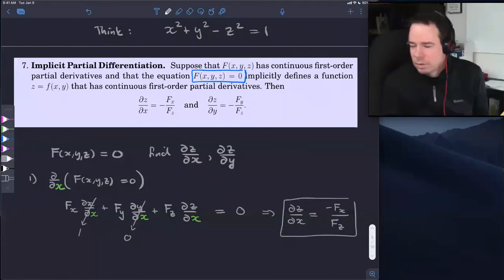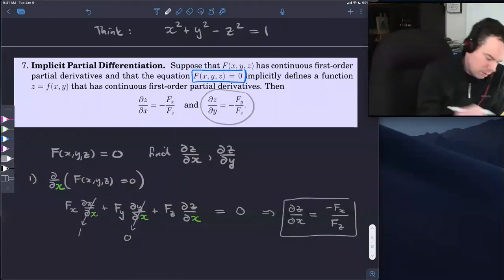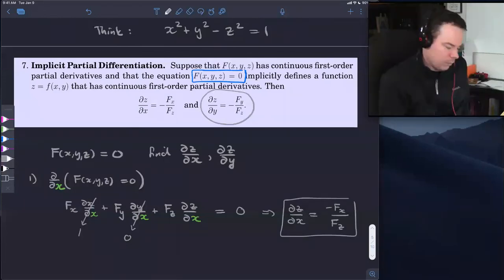And so that tells us how we can find the derivative of a surface which is defined implicitly in this way. So z is implicitly defined in terms of x and y. We just take the derivative of the expression with respect to x, and divide by the derivative with respect to z. And we can do the same thing for y. That's what this next part says. Do the same thing for y. It's just negative f sub y over f sub z.